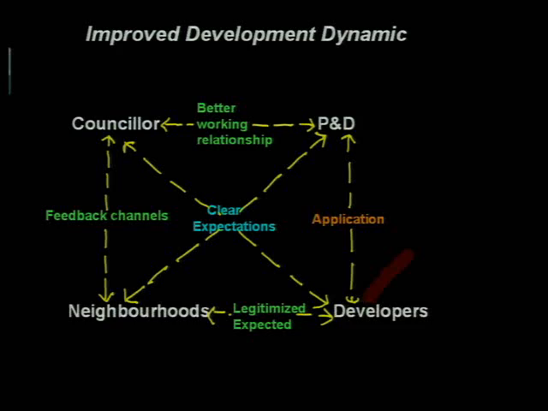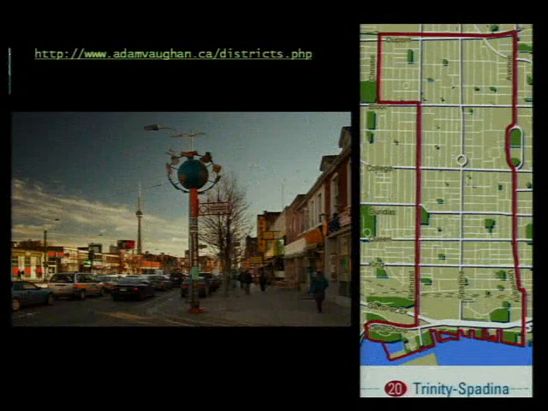And so this little diagram is about taking the players in this dynamic, the councilor, P&D means the Planning and Development Department on the upper right, the neighborhoods themselves, and the developers, and actually creating a dynamic among these parties with feedback channels and clear expectations. And this all comes down to, in the end, a kind of information sharing.